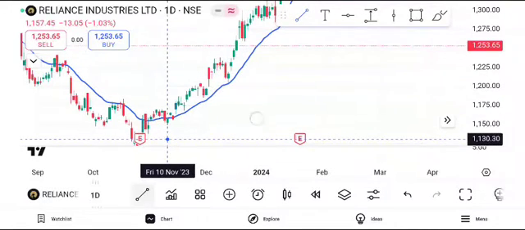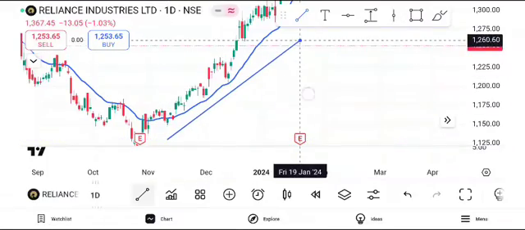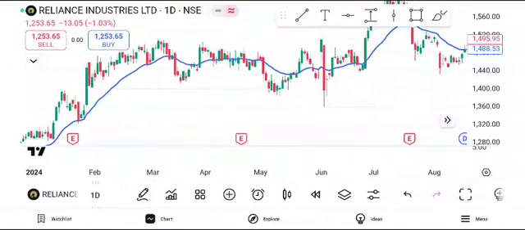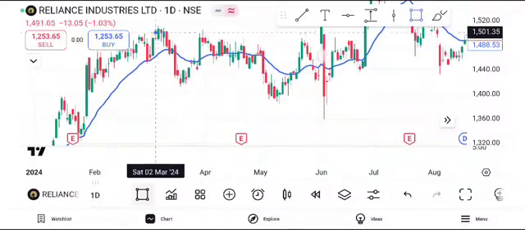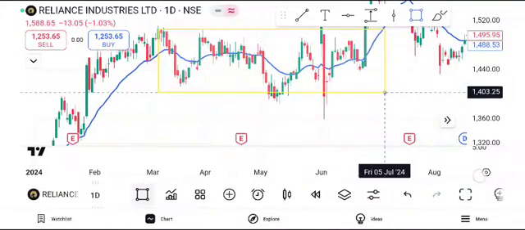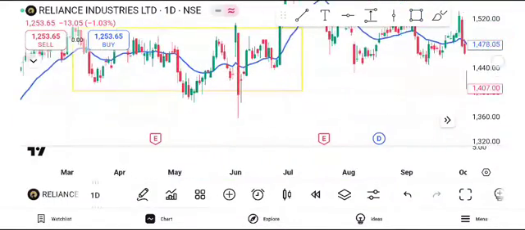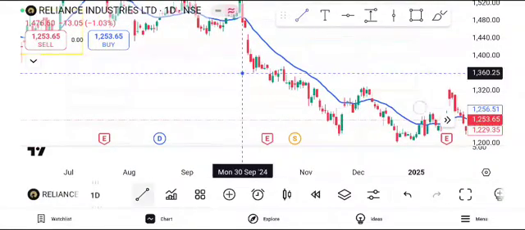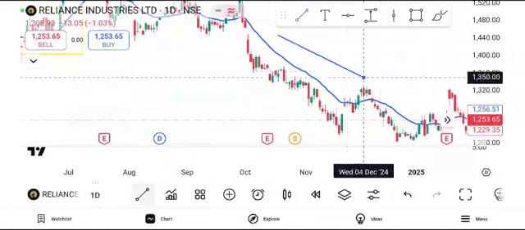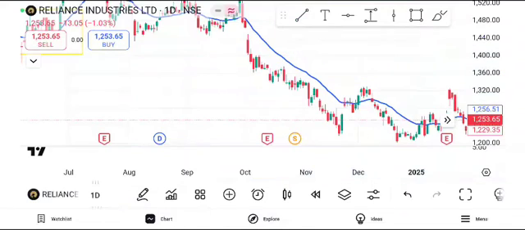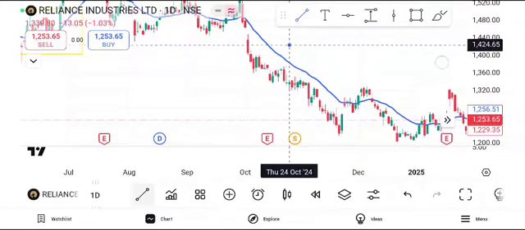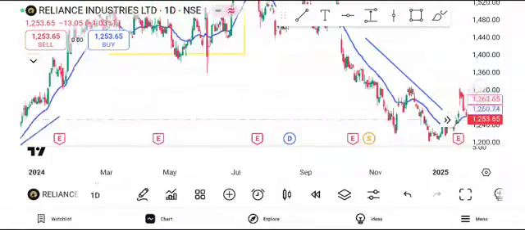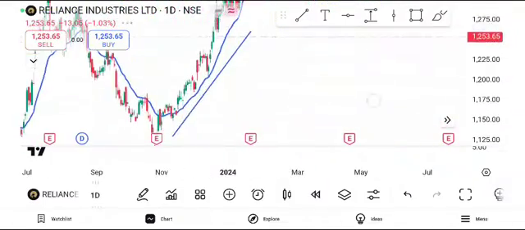or uptrend. Whenever the candles are in between the 20 EMA line, then we call it sideways. And whenever the candles are below the 20 EMA, we call it a downtrend or bearish trend. So in this way, this 20 MA will give us a clear-cut idea about the trend. Now let's talk about how to take trades based on this 20 EMA.